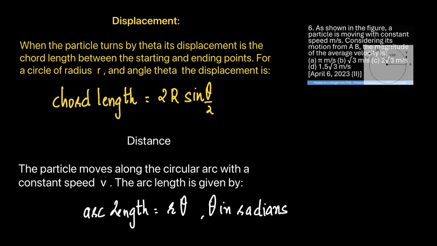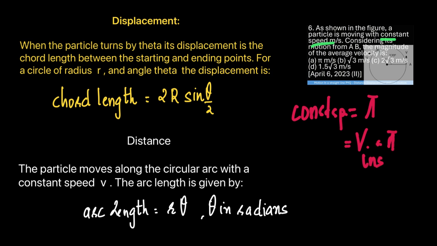To be more precise, when the particle turns by theta, its displacement is the chord length between the starting and the ending points, which is given by the formula chord length is equal to 2r sine theta by 2. When the particle moves on a circular arc with a constant speed v, the arc length is given by arc length is equal to r theta, where theta is in radians. Okay. Now it is given to us that the particle is moving with constant speed, which means constant speed is equal to the instantaneous speed here. Okay, so v instantaneous will be equal to pi.